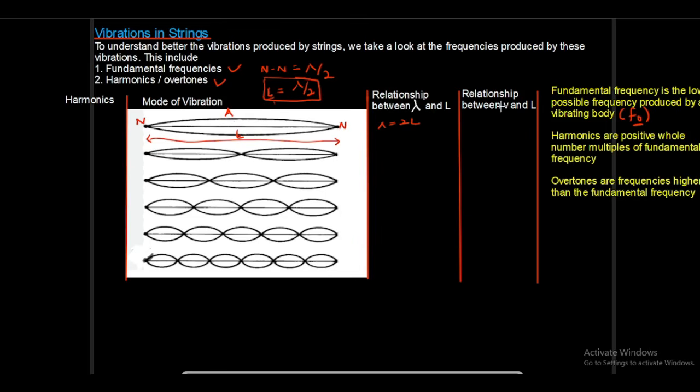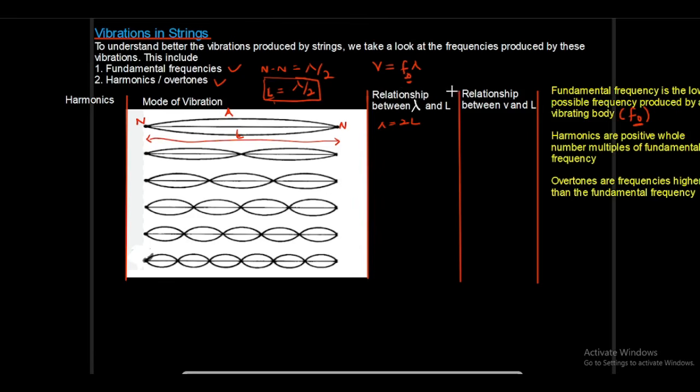Now, for the relationship between V and L, we know from our knowledge of the wave equation that the speed of a wave is equal to the frequency times the wavelength. In this case, our frequency is the fundamental frequency. Remember, we want to get the fundamental frequency from this, and to get it, we consider the fundamental mode of vibration. So since we want the fundamental frequency, we change our f to f naught. So we have the speed of sound equals the fundamental frequency times the wavelength.